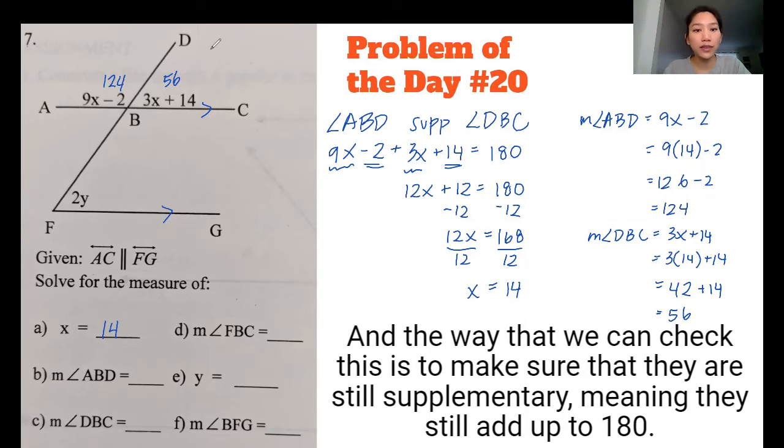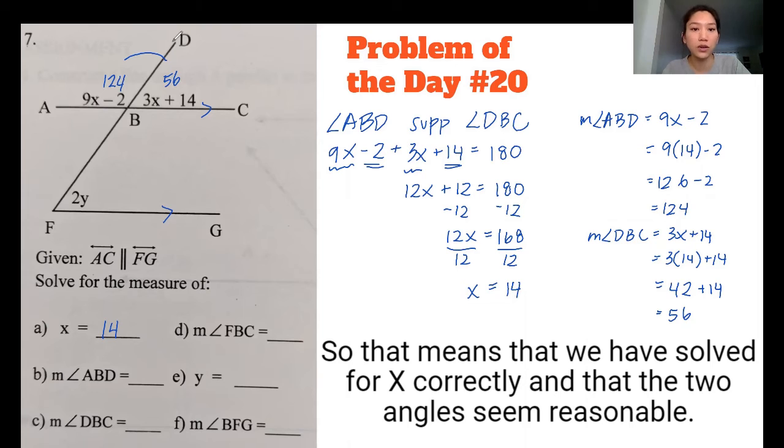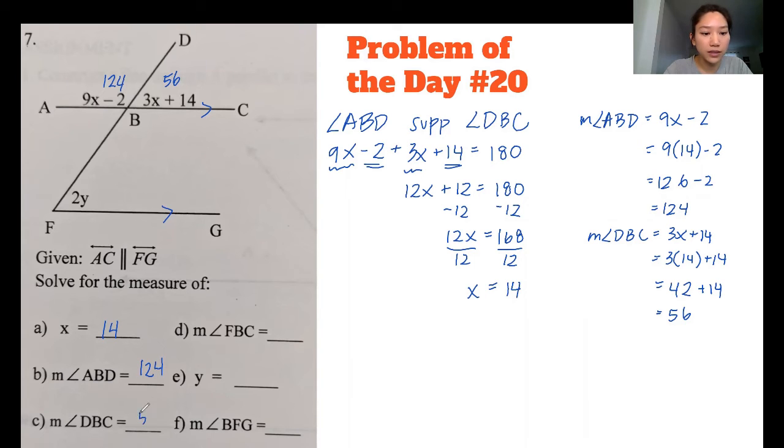And the way that we can check this is to make sure that they are still supplementary, meaning they still add up to 180. And so if you add 124 and 56, you do get 180. So that means that we have solved for X correctly and that the two angles seem reasonable. Okay. So that means that measure of angle ABD is 124 and measure of angle DBC is 56.